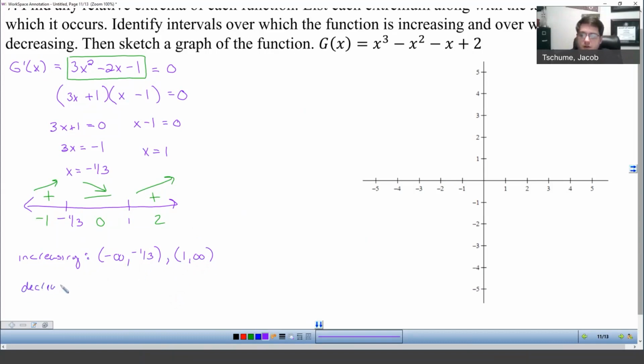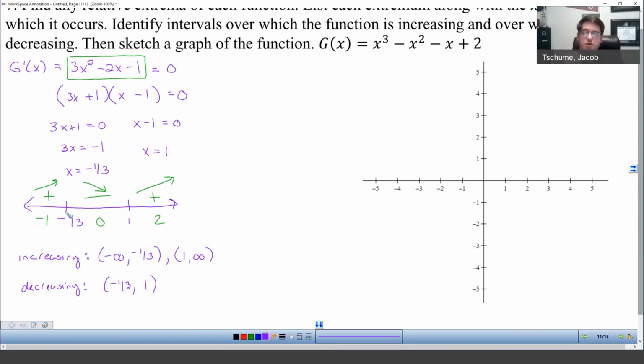For your interval of decreasing, that's everything between the 2 critical values. So that would be from negative 1/3 to 1. So both of those critical numbers have to be in extrema. So let's write them both out.